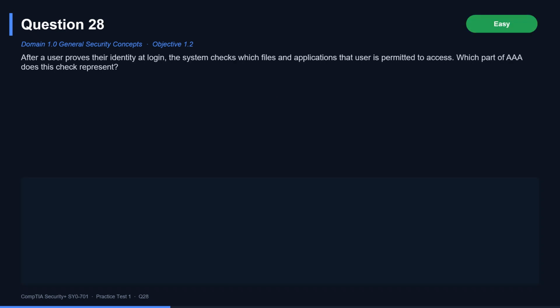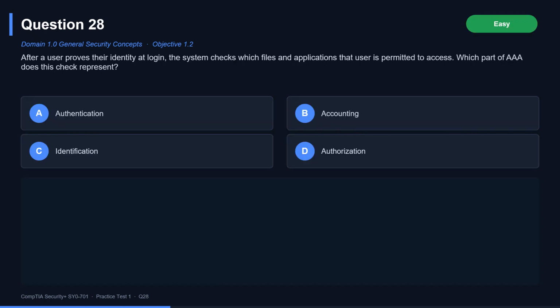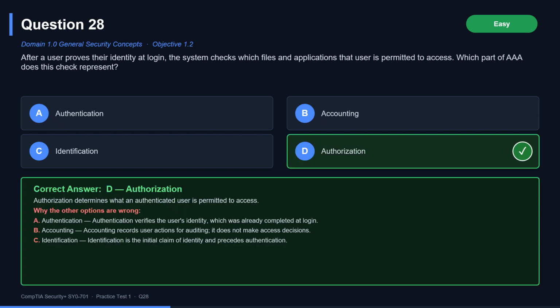Question 28. After a user proves their identity at login, the system checks which files and applications that user is permitted to access. Which part of AAA does this check represent? The correct answer is D, authorization. Authorization determines what an authenticated user is permitted to access.